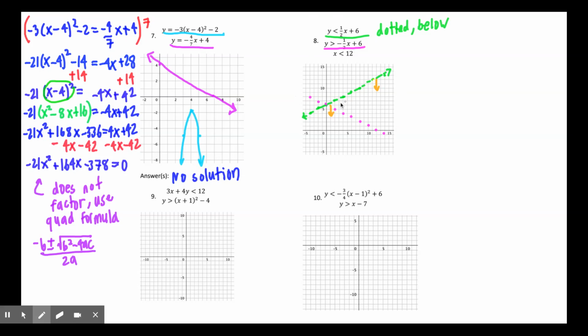And again, you need to connect dotted. I think I'm just going to do this. Fancy. Okay, and so because it's greater than, it's dotted, but above.